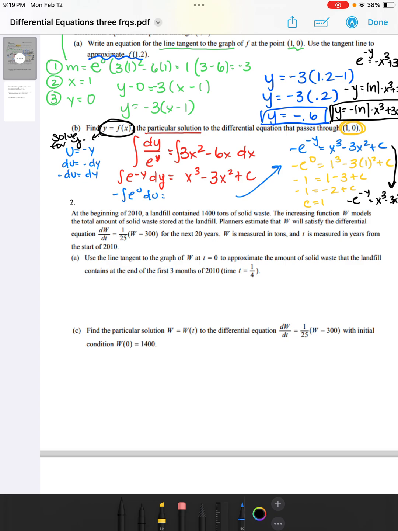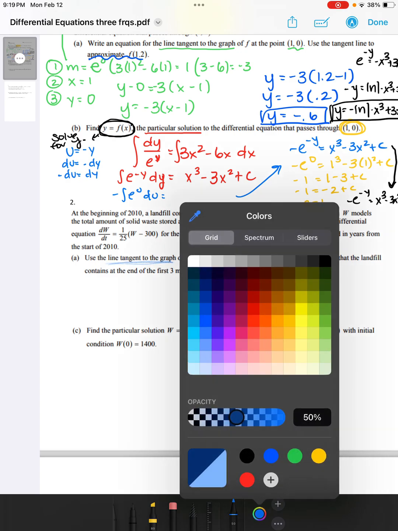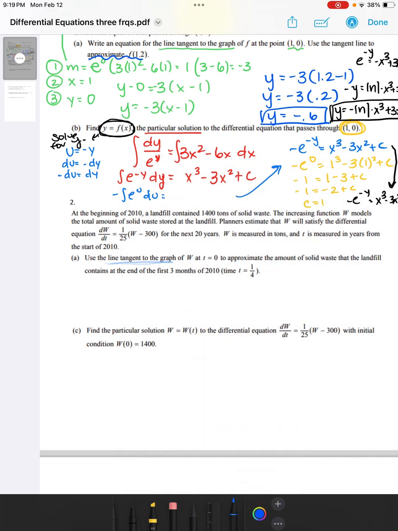Use the tangent line to the graph of W at time equals 0 to approximate the amount of solid waste that the landfill contains at the end of the first 3 months. So at time 1/4. So again, with this problem, just like the last one, we are going to write the equation of the tangent line. When we write the equation of the tangent line, we need to have those three pieces: my slope, my x value, and my y value.